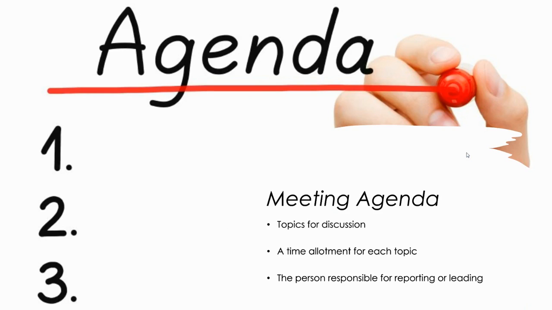So all meetings, of course, should have a meeting agenda. The team should know what is going to be discussed. So that meeting agenda is going to include topics for discussion. It's going to include a time allotment for each topic. It's going to include the person responsible for reporting or leading whatever that topic is. It's also going to include a space where people can add agenda items. Ideally, that agenda should be given out prior to the meeting date so that team members can add topics as necessary.